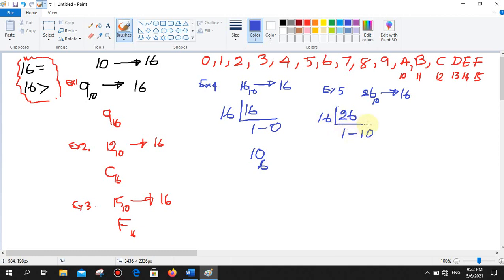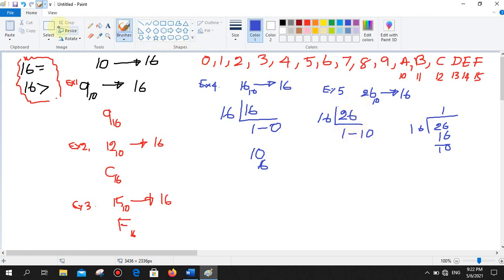Right, why 1 is coming? So you can get like this 26. If you have a doubt, you can divide it in a normal method. You can see it now. 16 here only it will go 16 times 1, so you can understand remaining value is 10. And this remaining value you need to write it here, and this one I wrote it here.